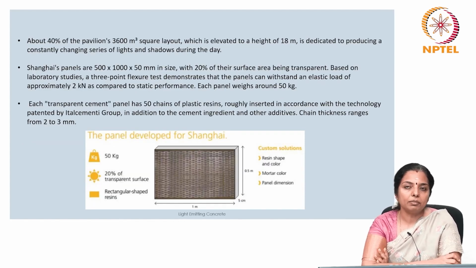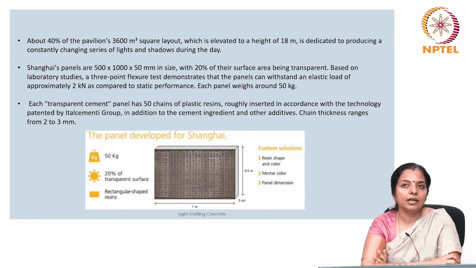Now, about 40% of the pavilion's 3600 square meter layout, which is elevated to a height of 18 meters, is dedicated to producing a constantly changing series of lights and shadows during the day. Shanghai's panels are 500 by 1000 by 50 millimeters in size, with 20% of their surface area being transparent. Based on laboratory studies, a 3-point flexural test demonstrates that the panels can withstand an elastic load of approximately 2 kilonewtons as compared to static performance.